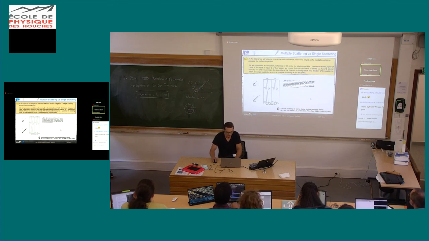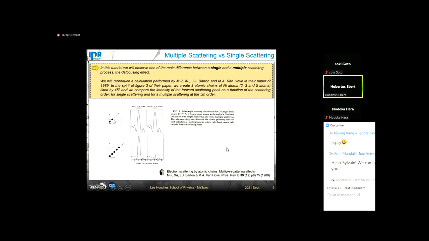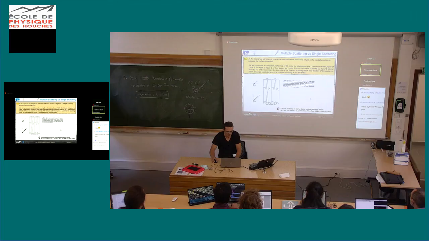They look at an atomic chain. Here are 2 atoms, so 1 emitter and 1 scatterer, and here a chain of 5 atoms. Here is the result in single scattering. The peak is the same if you have 1 atom or 5 atoms. If you use multiple scattering, you have the strong peak with 1 atom, and it disappears with the total chain. So we will try to reproduce this with an MsSpec calculation. Okay?